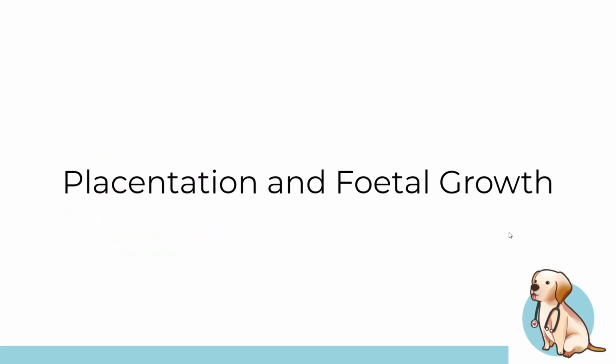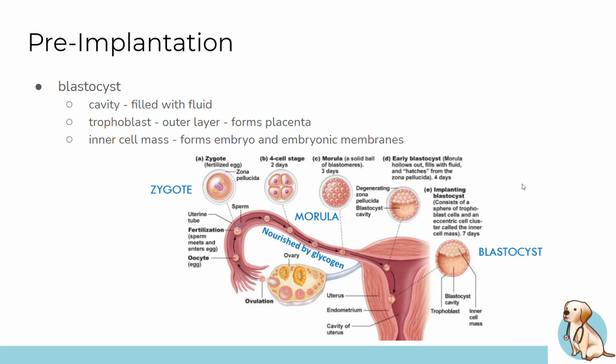Now we'll move on to placentation and fetal growth. The zygote now travels through the fallopian tubes to reach the uterus, and by the time it gets there, it's grown into a blastocyst. A blastocyst has three parts to it. It's got this outer layer, which is called the trophoblast, and that turns into the placenta. Then there's also the inner cell mass and a cavity, which is filled with fluid.